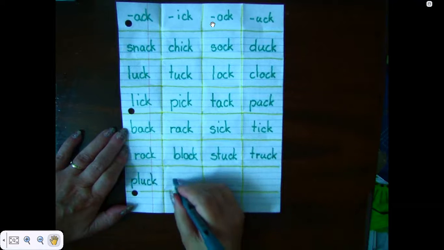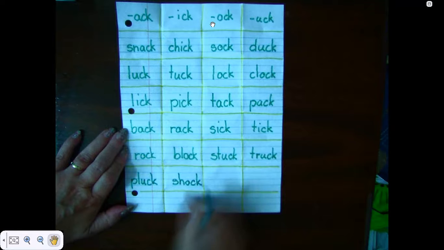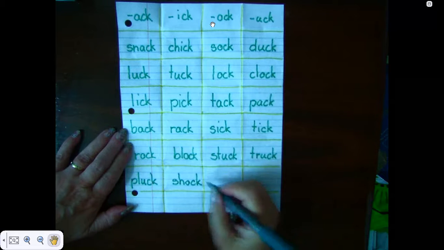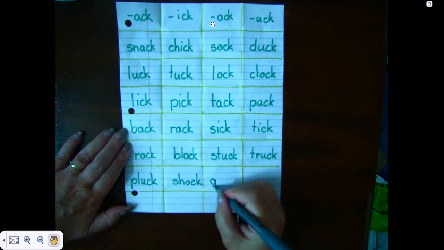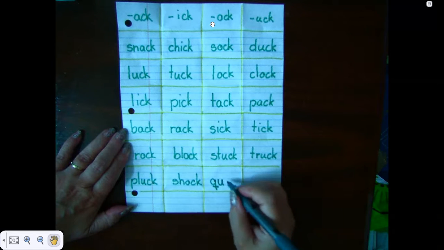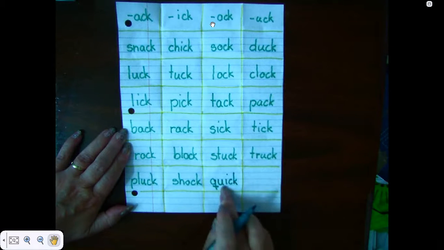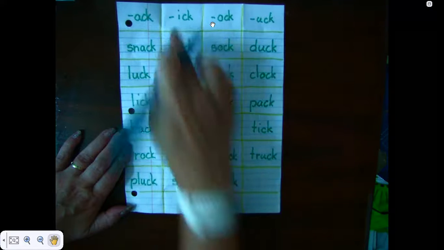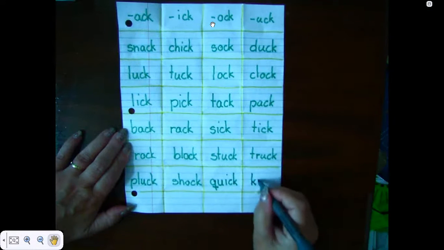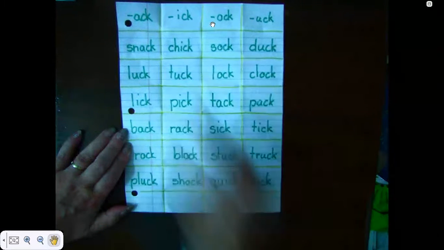Shock. It has the ock ending and goes right here. Quick. Remember when it's a Q, you put the little line over there. Quick. And it has the ick ending. It goes right here. Kick. Can you kick a ball? Kick. It has the ick ending and goes right there.